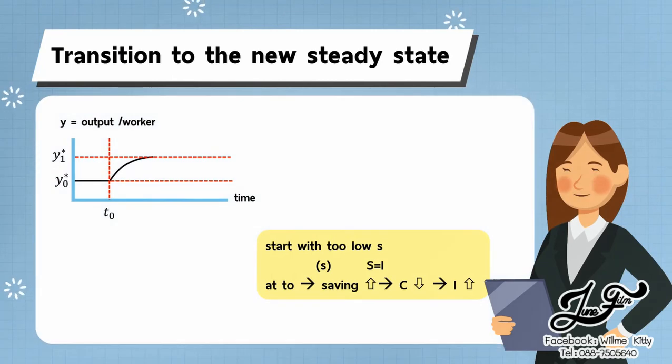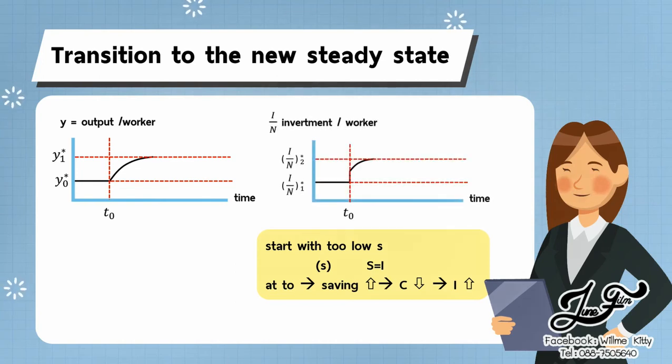The last one, transition to the new steady state. For the graph of output per worker over time, first it starts with too low saving rate, so steady state is low too. After we increase saving rate, steady state will increase too, so output per worker will gradually move to the new steady state, and we plot the graph like this.